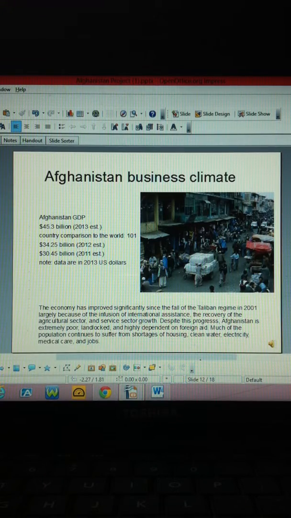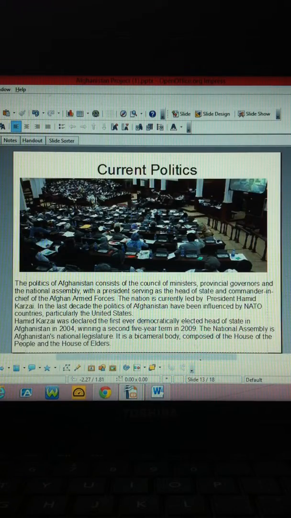Current politics in Afghanistan. The politics of Afghanistan consists of the Council of Ministers, governors from different provinces, and the National Assembly, with a president serving as the head of state and commander-in-chief of the Afghan armed forces. The nation is currently led by President Hamid Karzai. In the last decade, the politics of Afghanistan have been influenced by NATO countries, particularly the United States.